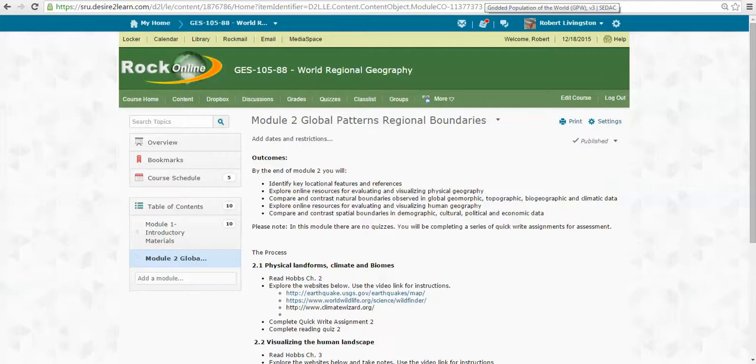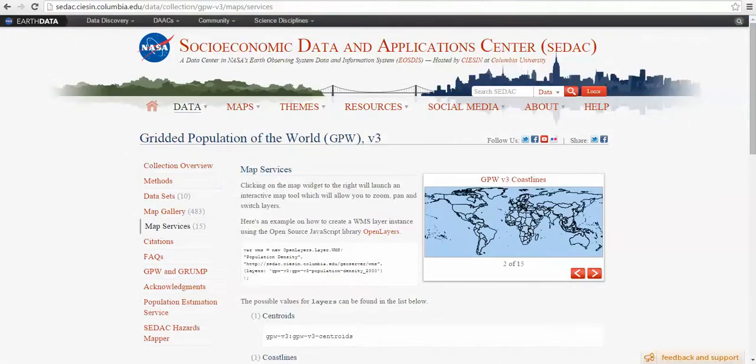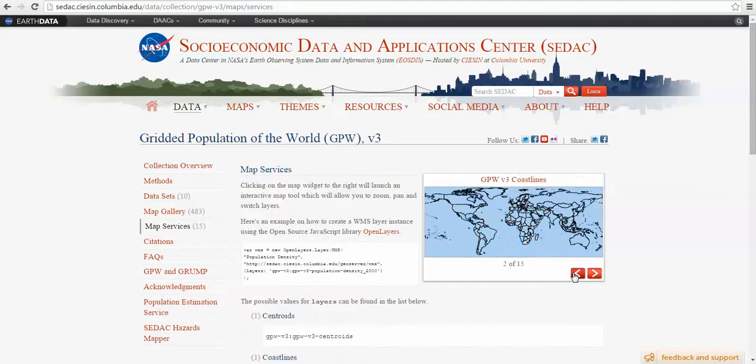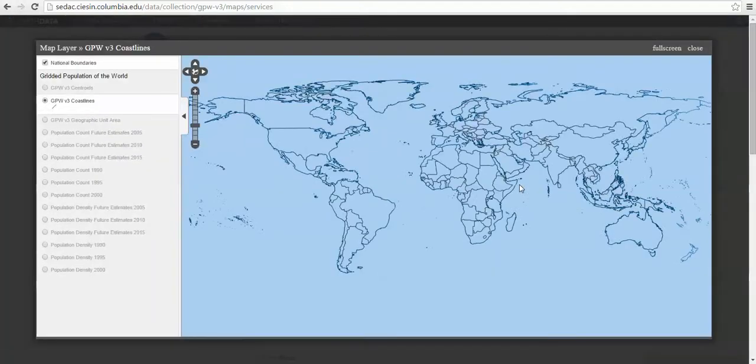What I'd like to do is navigate to that first link. And what you'll notice here is that this is a NASA site, but it actually is the socioeconomic data aspect of it. So please go to the, over on the right hand side, you'll notice there are a series of maps. And what I actually want you to select is the coastlines option. Click on that and it will open up the viewer. And you can see that right here. It gives you the basic outlines of the countries.